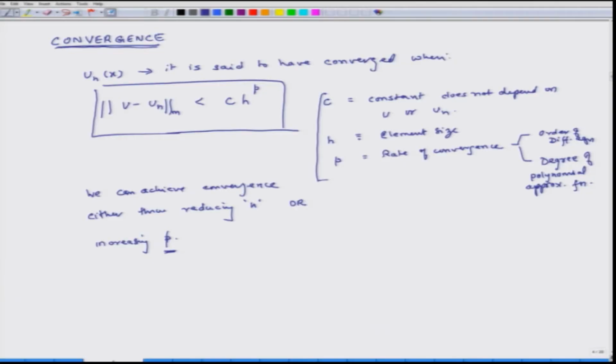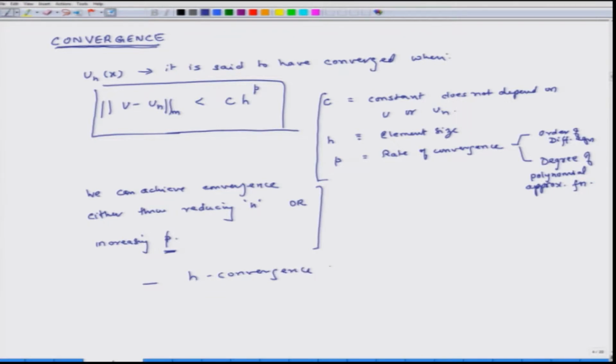So the process of convergence of the solution is of two types. One is h convergence.